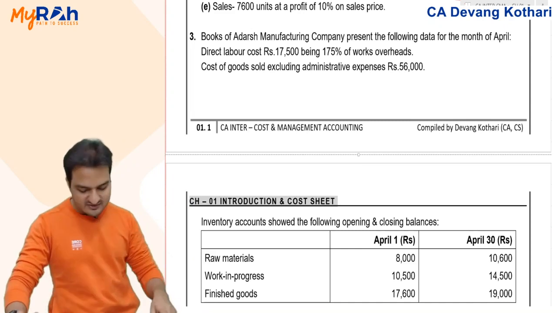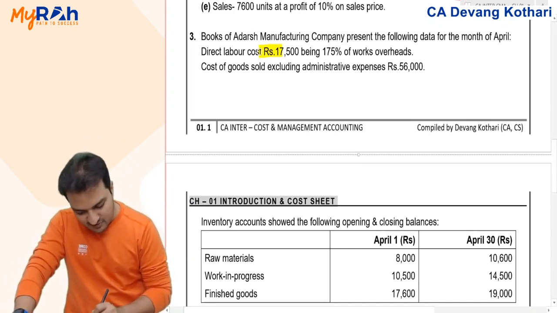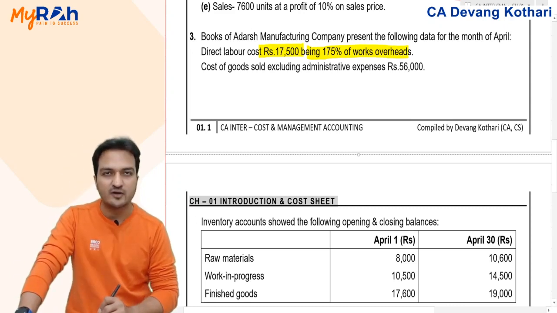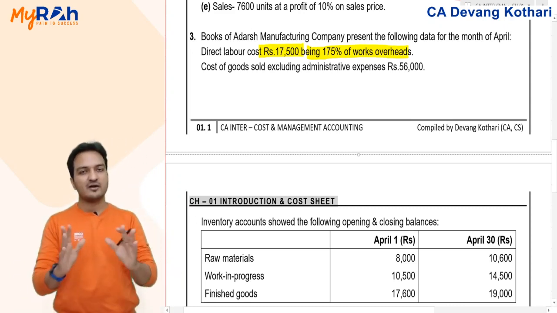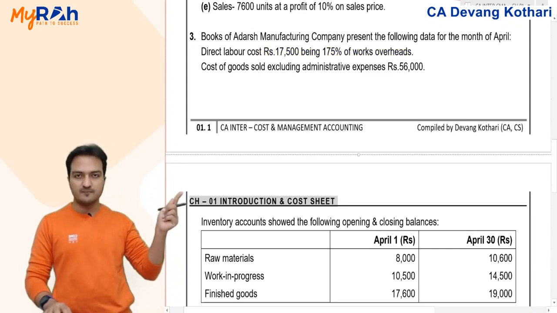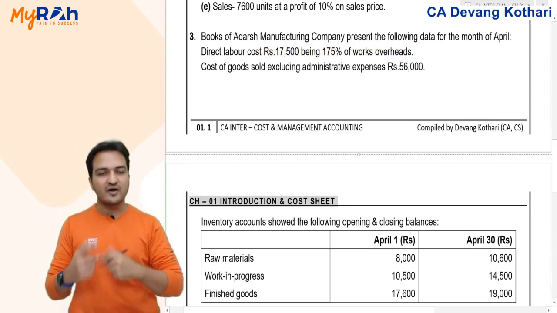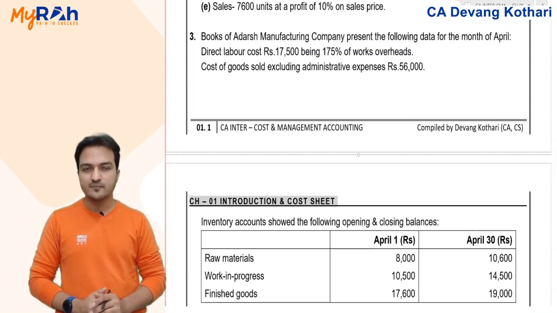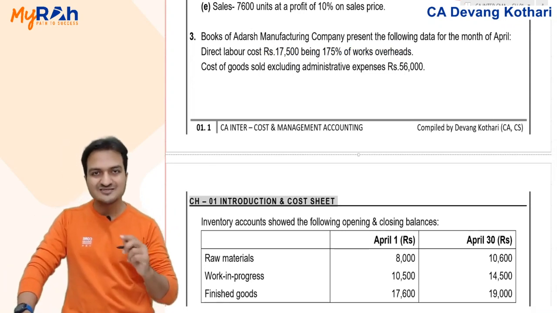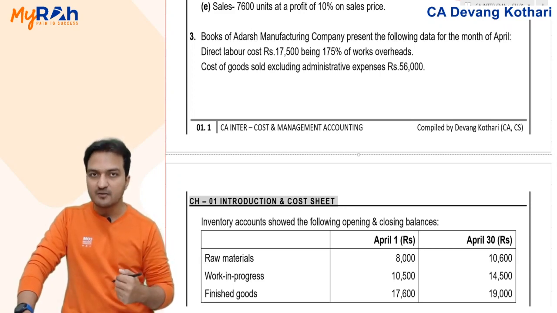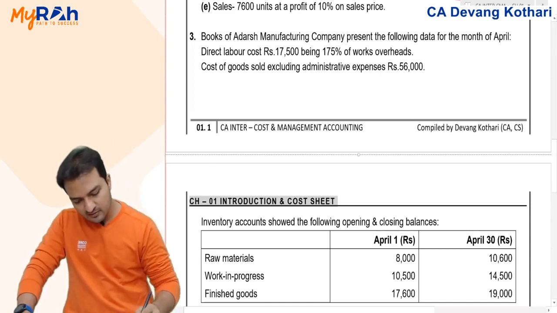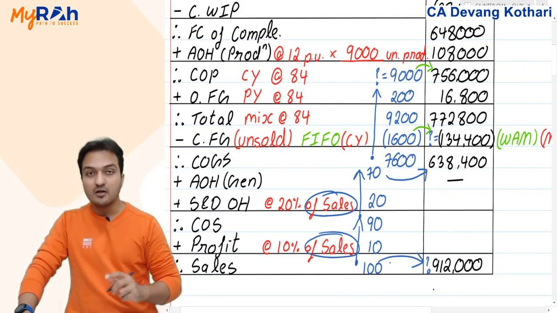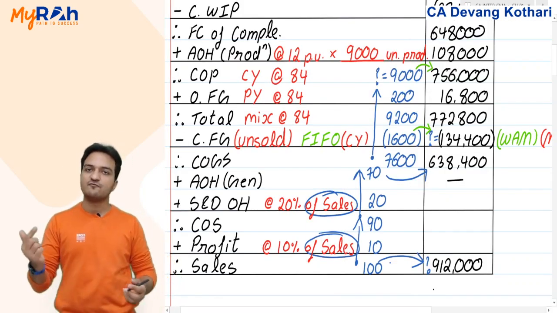Read this correctly. What does this say? It says direct labor cost is rupees 17,500, being 175% of works overhead. First of all, works overhead means factory overheads. So does this mean that my factory overheads is 175% of labor? Well, no. It does not mean that. Rather, it means the reverse. It means that labor is 175% of factory overheads.